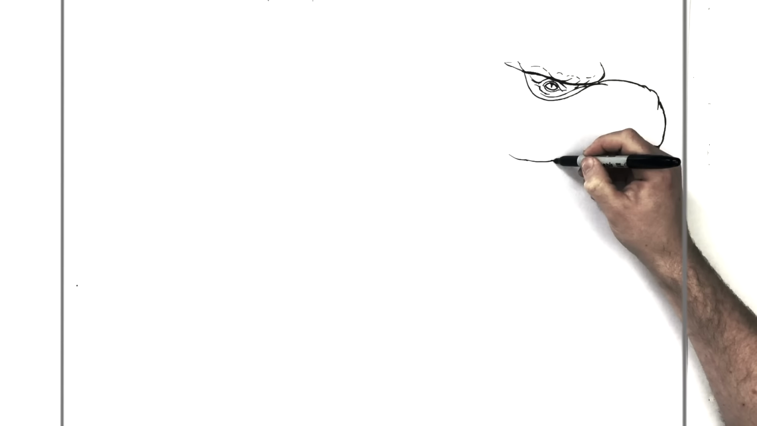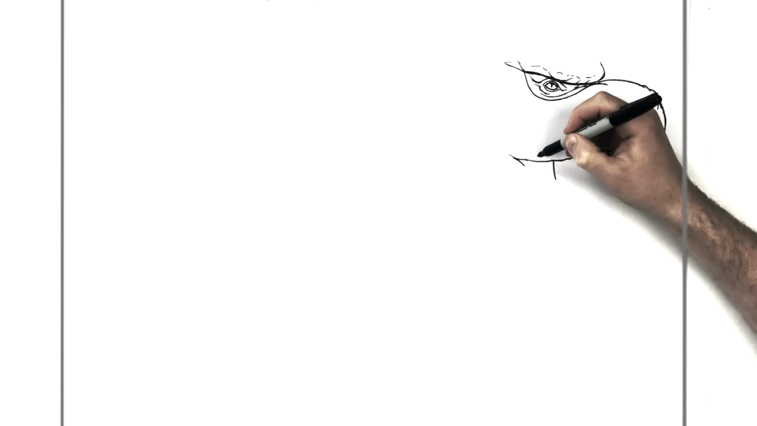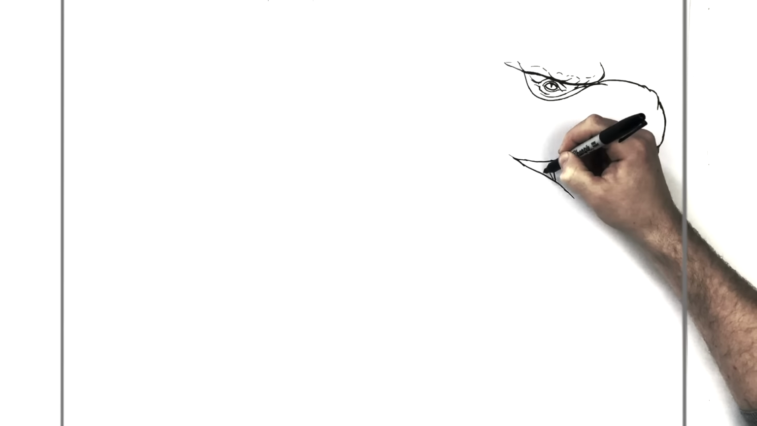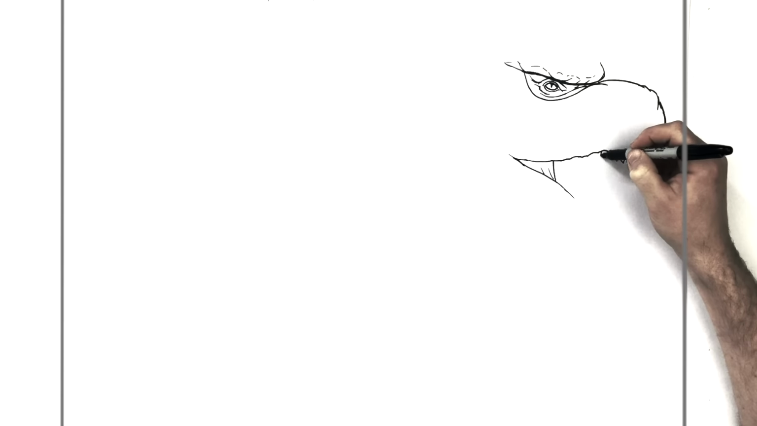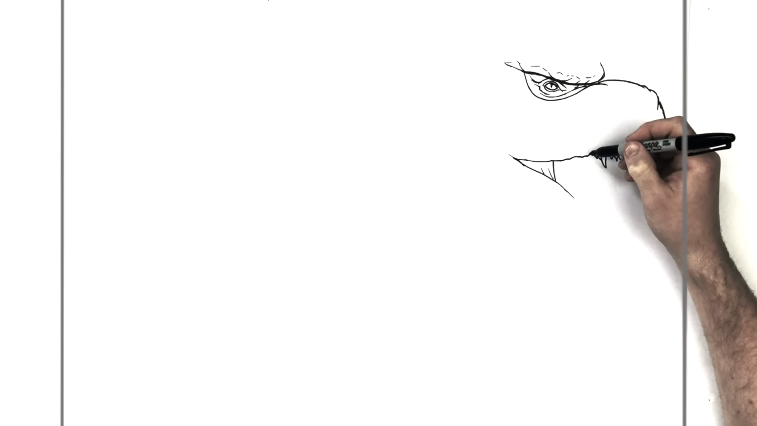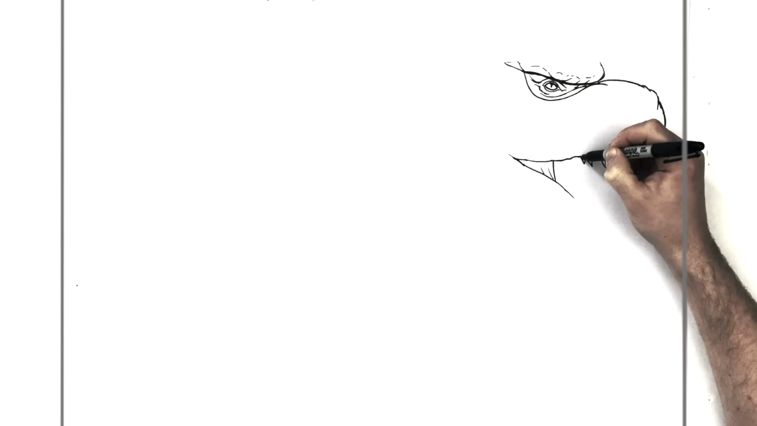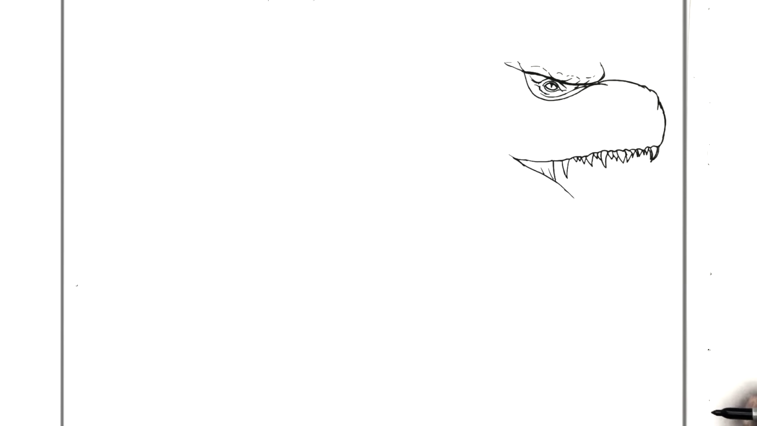The side of his mouth ends here. Then this line for his gum line comes down this way, for the side of his mouth, just there. And then we'll add some more teeth coming across here, like so.